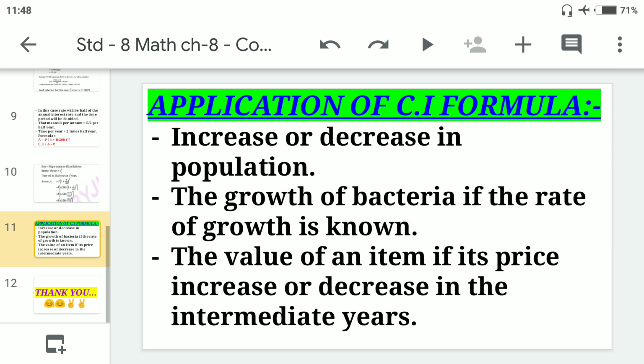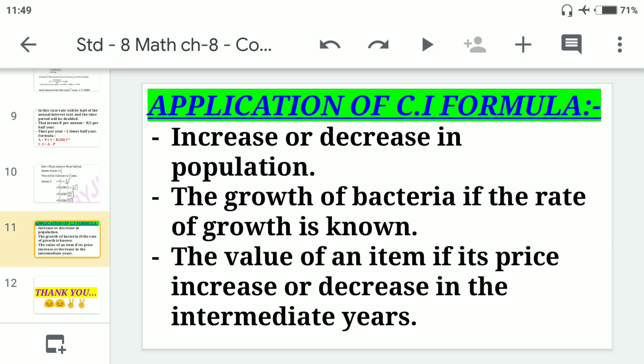Now see some practical examples, that means where you can utilize this formula. Increase or decrease in population, because population, it is the compound interest only. That means whatever number of people are present in this year, next year whatever extra number of people will be there, that will be included with the previous one. The previous people added with the extra number of people. So it is the compound interest only.